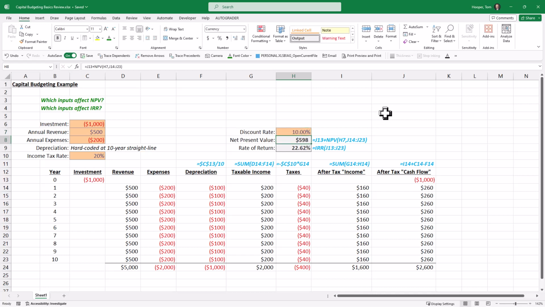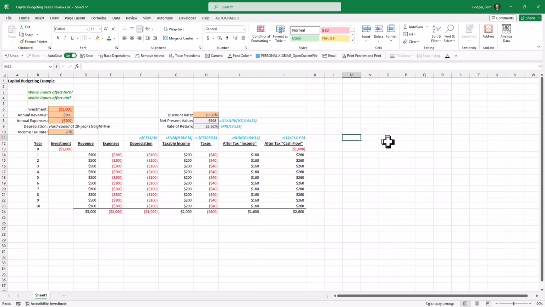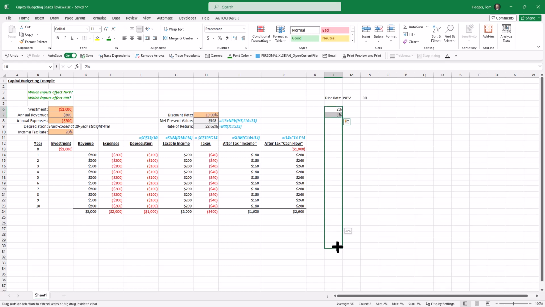Let me go back to my 10% discount rate, and let's look at this another way. What if we said, depending on what our discount rate was, we could have different NPVs and maybe different IRRs. I don't know. Let's see. So let's say we wanted to look at anything from 2%. I'm going to go ahead and step by one here. 2%, 3%, up to 25%.